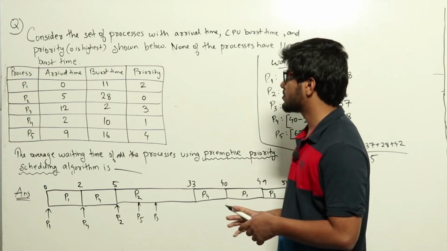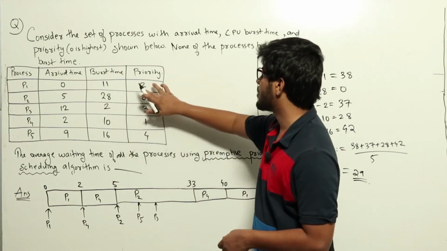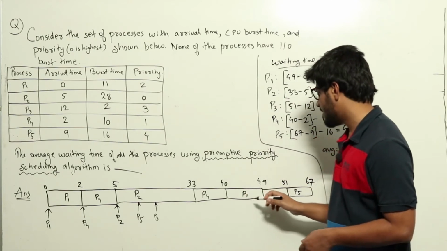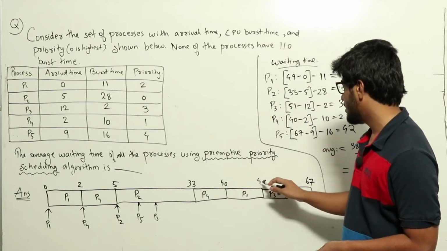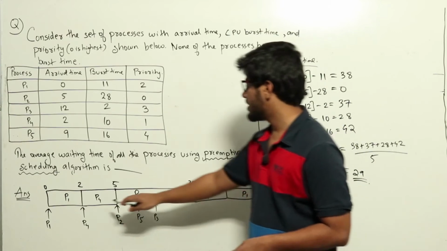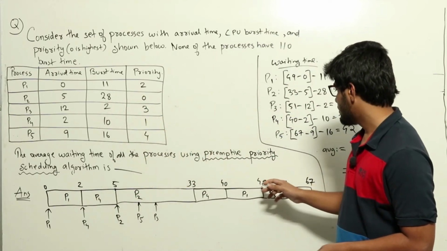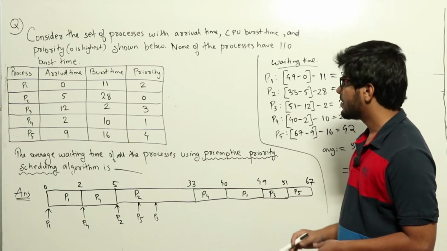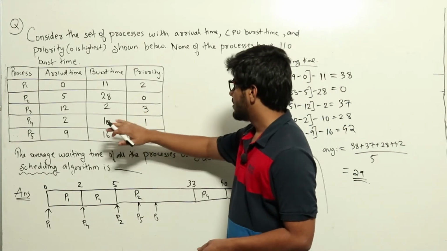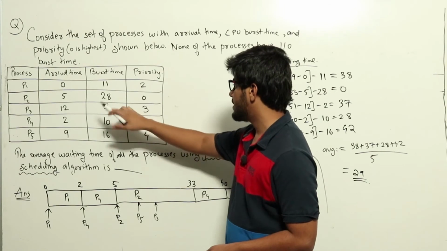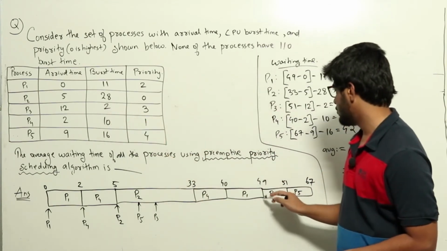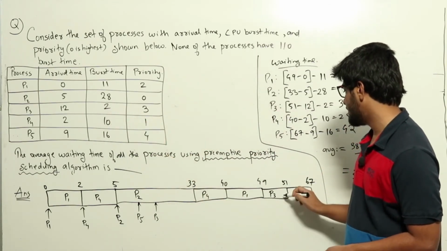We'll choose the next process with the highest priority, that is P1 having priority 2. So we'll start running P1. P1 will keep on running till 49, because P1 already ran for 2 milliseconds, total was 11, so we needed 9 additional. After that, the process with the next highest priority is P3. P3 will run for 2 milliseconds, so from 49 to 51, P3 will run.